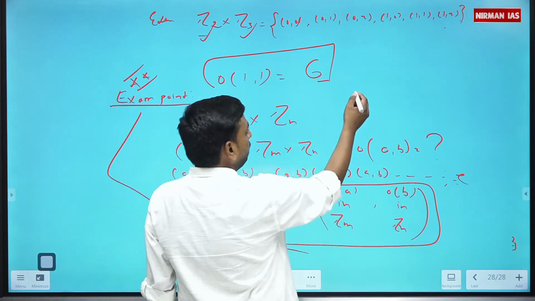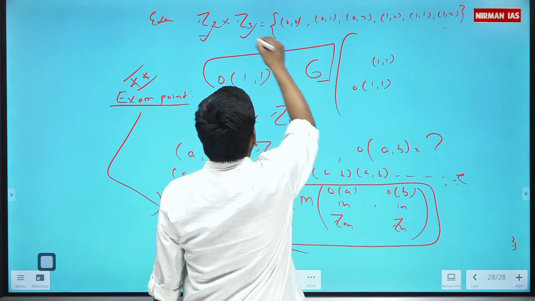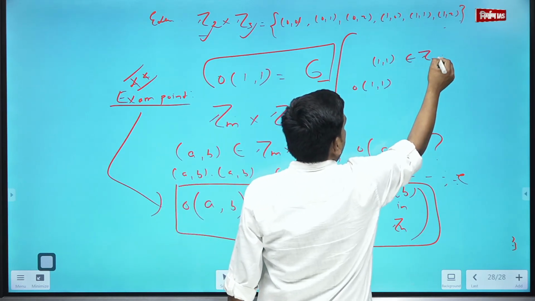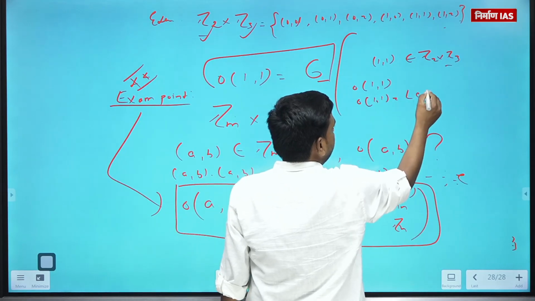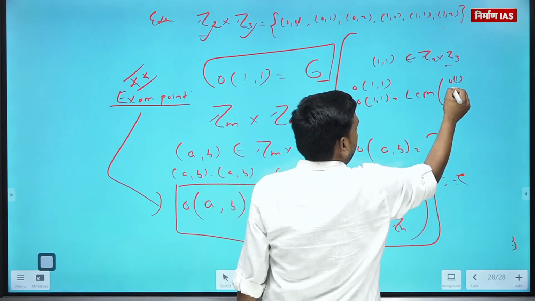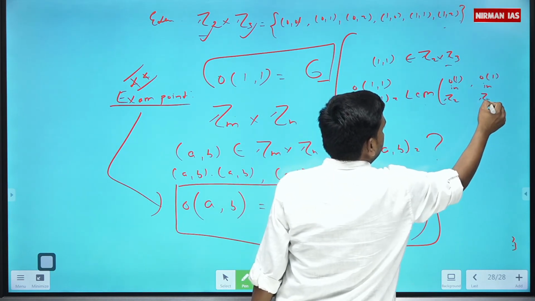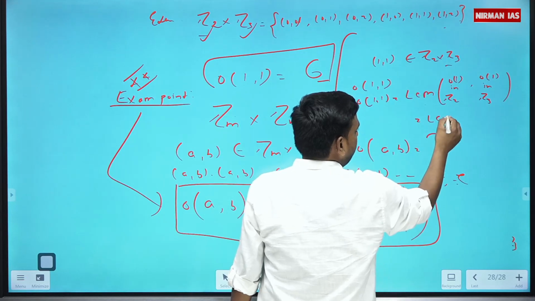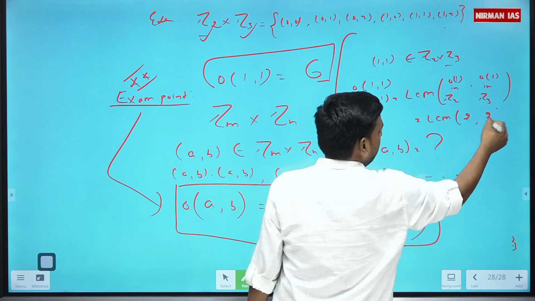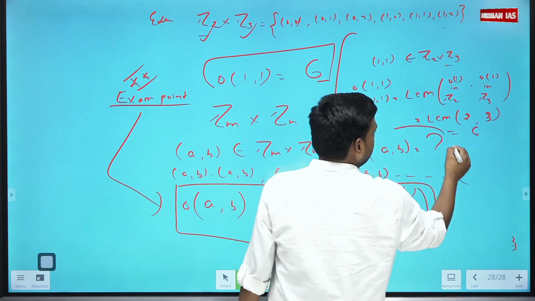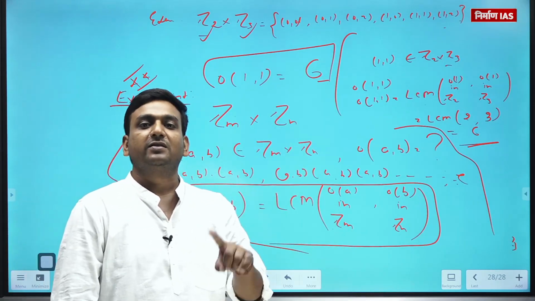For example, you want to calculate the order of (1, 1), which we took earlier in Z2 cross Z3. The order of (1, 1) will be the LCM of the order of 1 in Z2 and the order of 1 in Z3. The order of 1 in Z2 is 2, and in Z3 it is 3. So the LCM of 2 and 3 is 6. The order of (1, 1) in Z2 cross Z3 is 6.